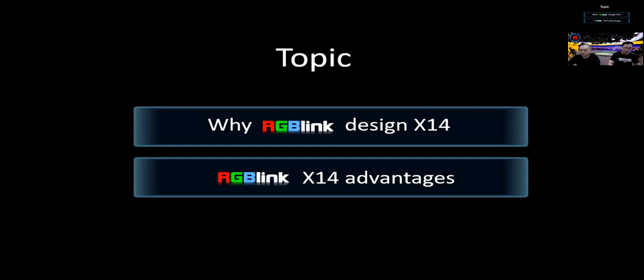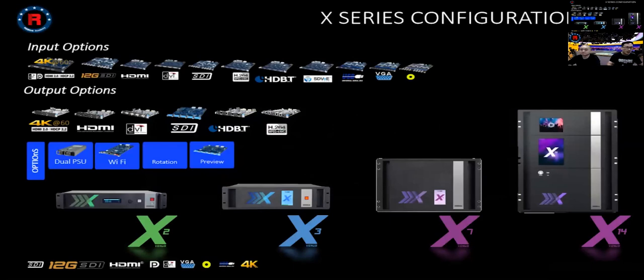Eric, I know the X14 belongs to the RGB Link X series. Could you introduce how many products are in the X series? Okay. For now, let's review those products. In the X series of universal processors, we have X2, X3, X7, and X14.